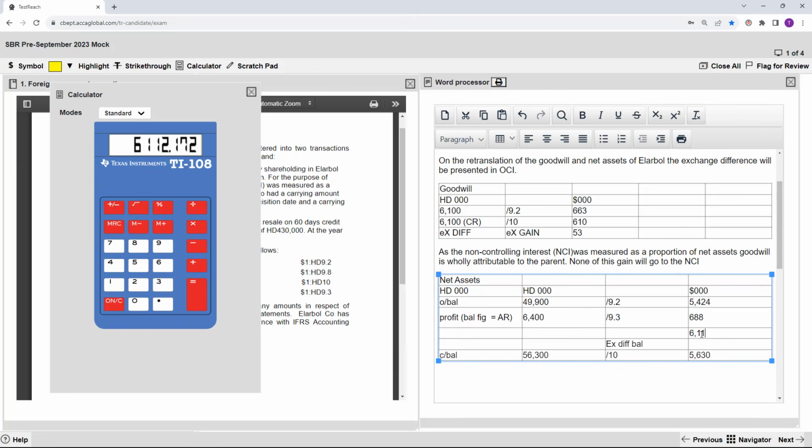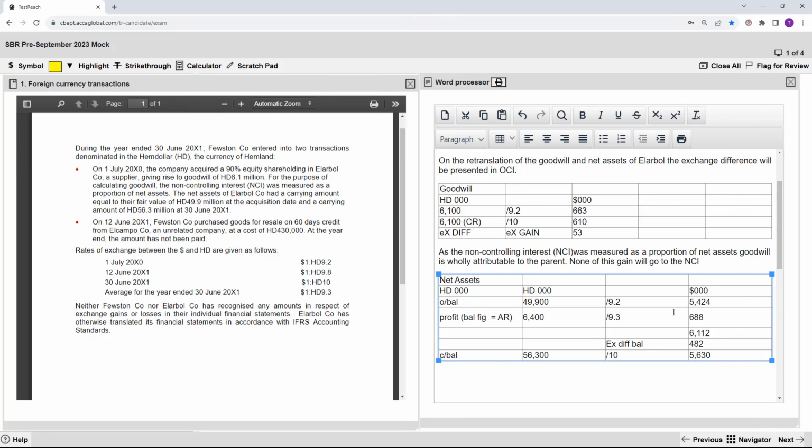So if there was no exchange difference, the net assets would have been 6,112, but the net assets are a smaller number and they are only 5,630, and they are that smaller number by 482. So that figure of 482 is a smaller number for net assets, isn't it? So that is a loss. That is representing the exchange loss.